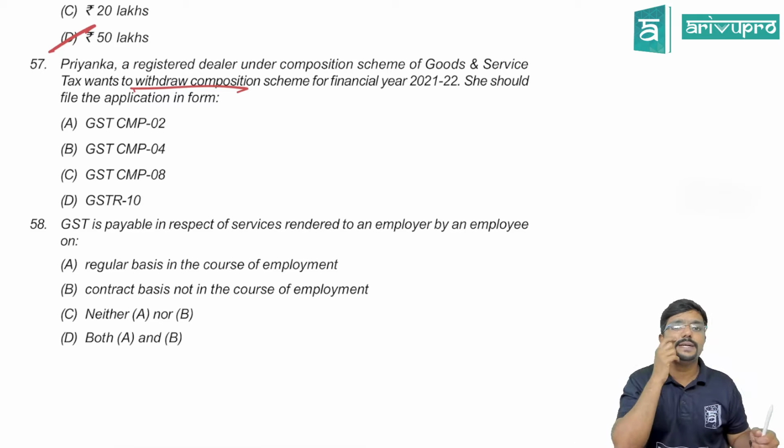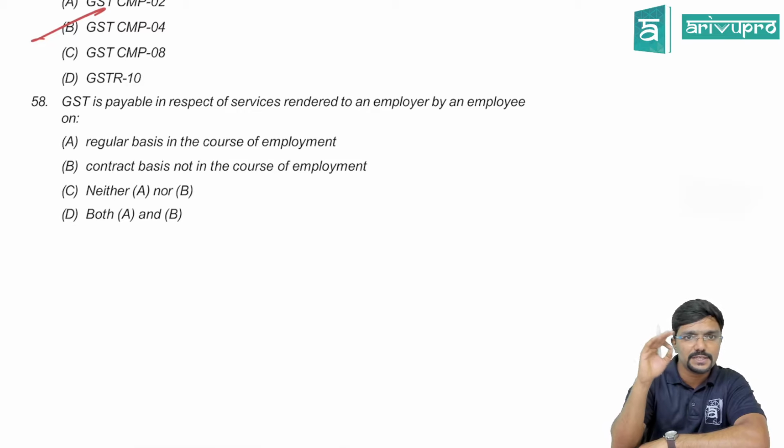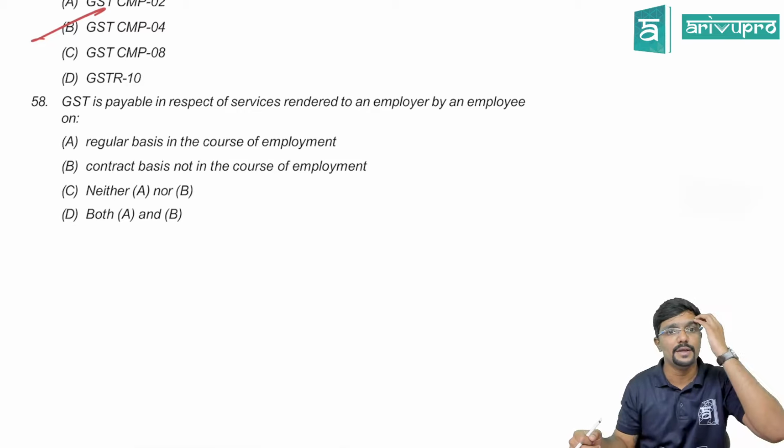Yeah, this is CMP 04. Then, GST is payable in respect of services rendered to an employer by an employee on... See, first of all, employment service is covered under Schedule 3 negative list, which is not at all covered under GST. But here the question is, GST is payable in respect of services rendered to an employer by employee on regular basis in the course of employment? No, because this is covered in negative list, Schedule 3. Contract basis, not in the course of employment.